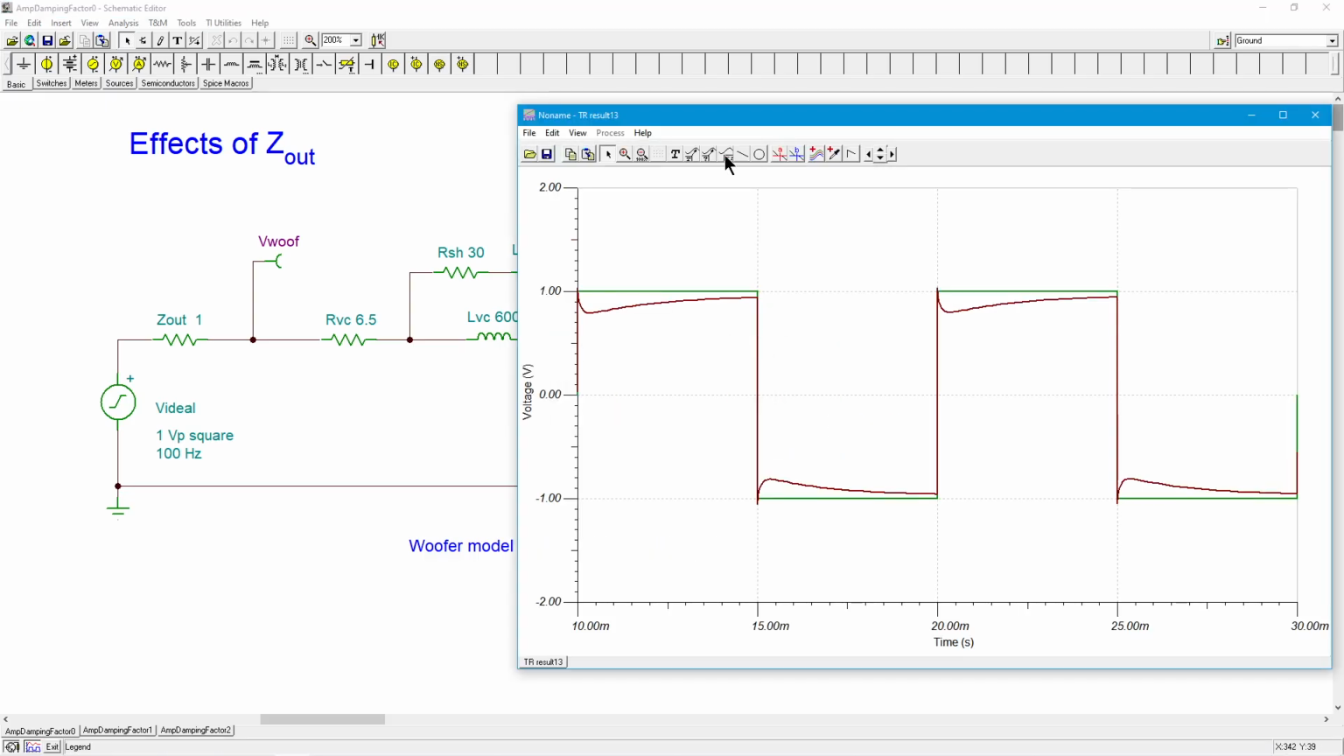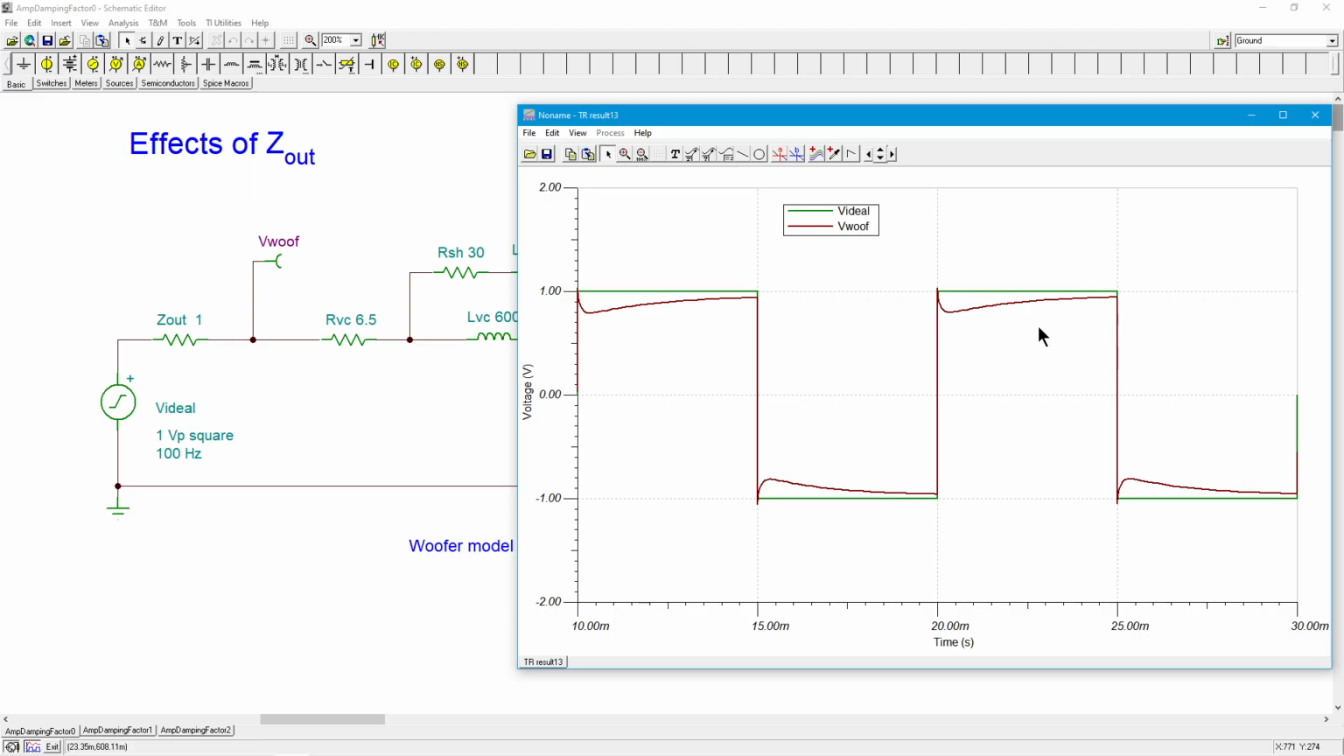And here we go. All right, so the green is the ideal, in other words, my ideal amplifier's output, and the maroon here is what's actually being fed to the woofer. In other words, Z out is not just limiting a certain percentage of the output and everything scales. You can see that this is not a perfect square wave. There is this sort of funky dip ring thing happening here, okay?